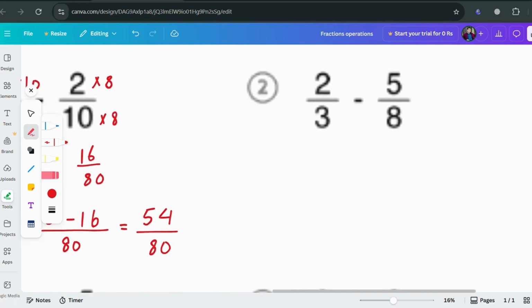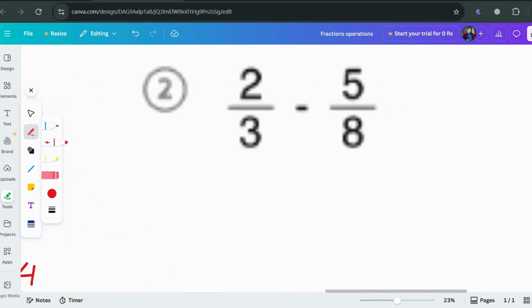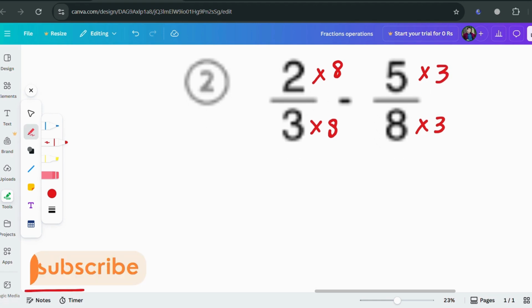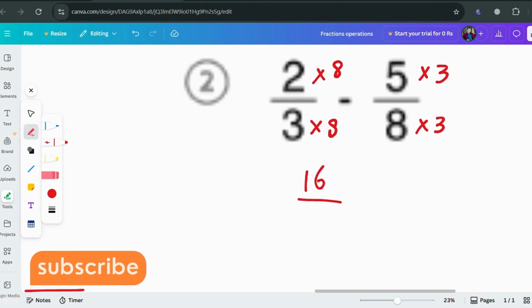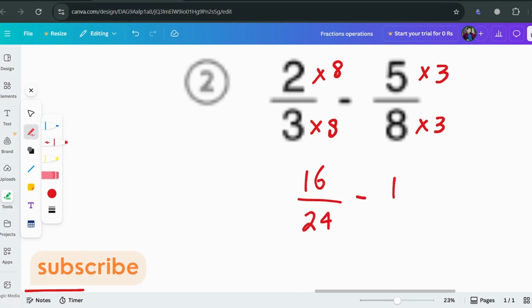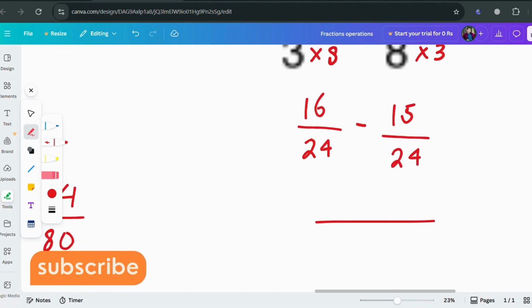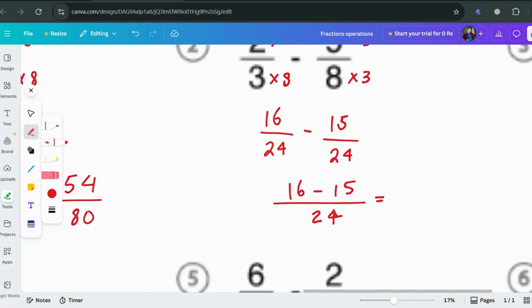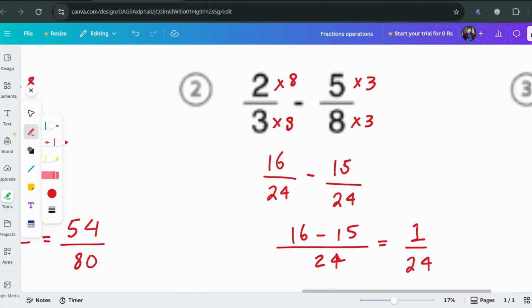That's 2 over 3 minus 5 over 8, right? For this one, I need to find the common denominator again. If I multiply 3 with 8, and multiply this 8 with 3 on both sides, I will get a common denominator of 24. So 16 over 24 minus 15 over 24. I got the common denominator, so I'm just going to keep 24 over here. 16 minus 15, if I subtract them, I will get 1 over 24. So the second question is done.